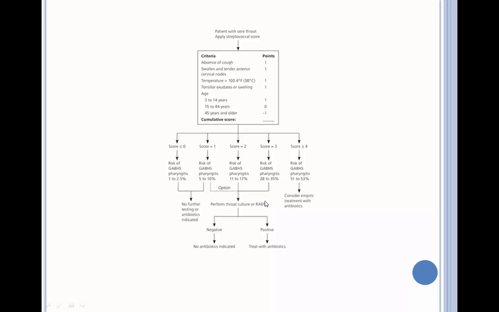If the rapid strep test is negative and you have high clinical suspicion, you have to do a throat culture. Otherwise, if there's no clinical suspicion, no antibiotic is indicated. But if the culture is positive, then you continue with antibiotic. If the rapid strep test is positive or the culture is positive, obviously you're going to start antibiotic treatment. Or if the score is higher than 4, then antibiotic treatment should be initiated, even without the cultures and rapid strep test. This is the guideline recommendation for treatment.